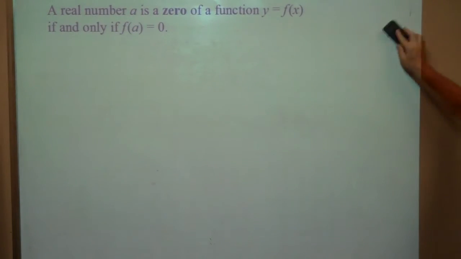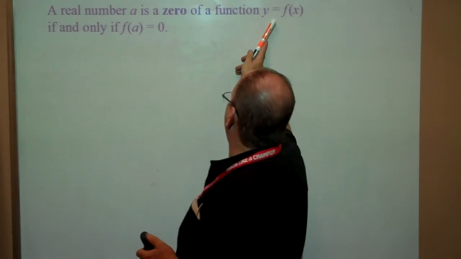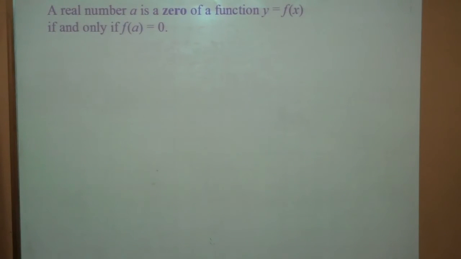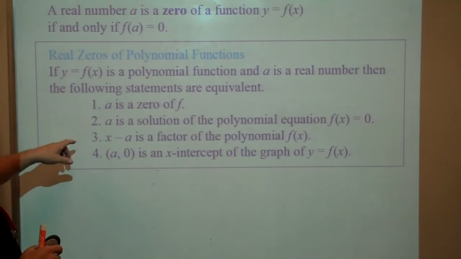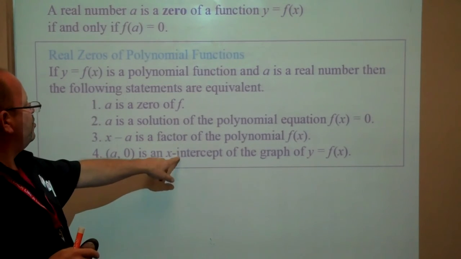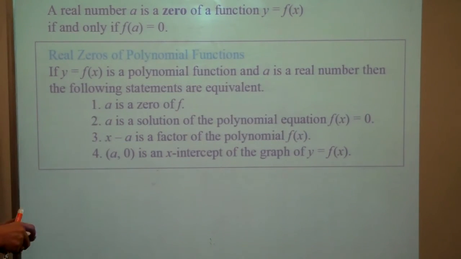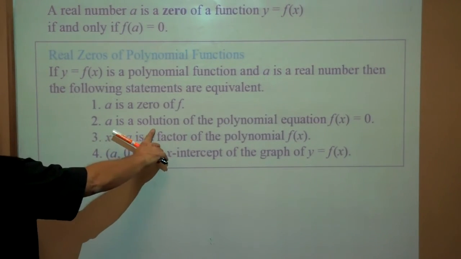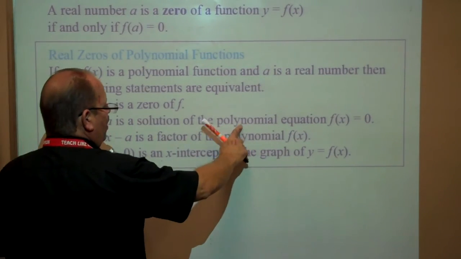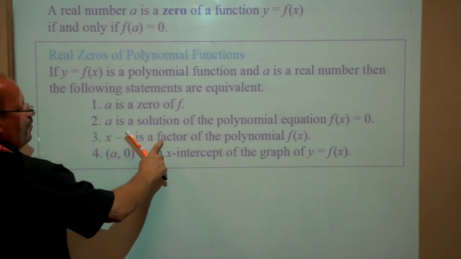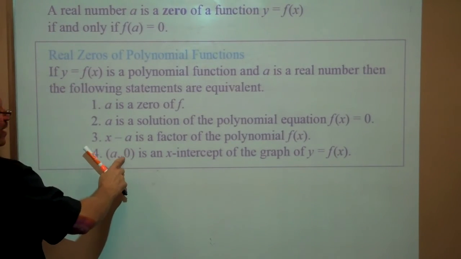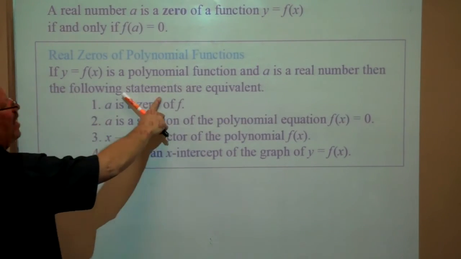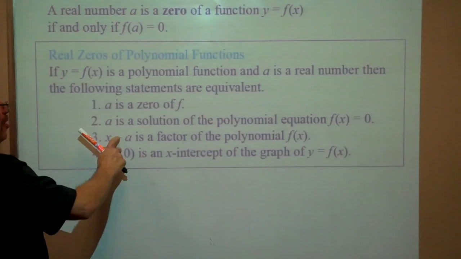Okay, a real number a is a zero of a function if y equals f of x if and only if f of a equals 0. It's a zero. We've used terms interchangeably: a factor, an x-intercept, a solution, a zero. I've been over this in class with you. Okay, the zero: a is a solution of the polynomial. X minus a is a factor of the polynomial. A comma 0 is an x-intercept. The following statements, these are all equivalent statements. They all mean the same thing.